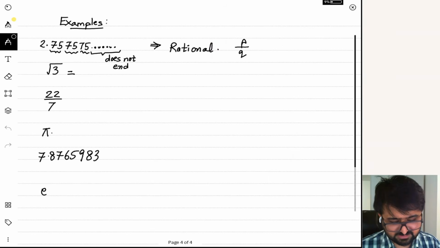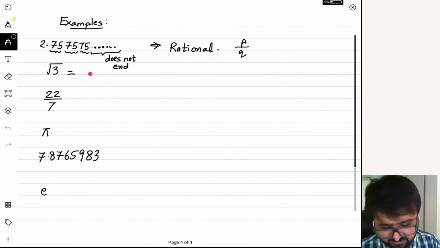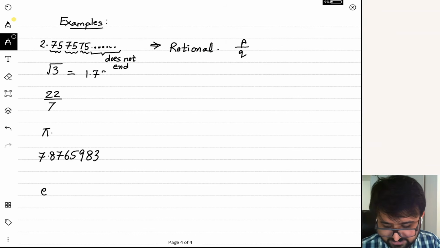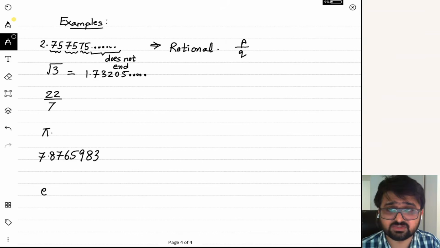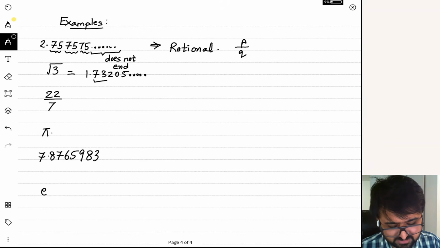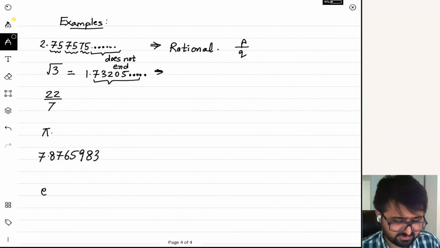So which means root 3. The value of root 3 is actually 1.73205 dot dot dot if you try to calculate it. So it is non-terminating and there is no pattern that I see, which makes it irrational.